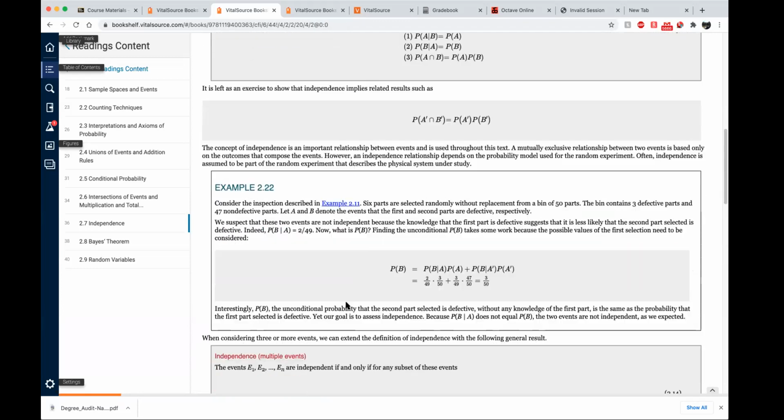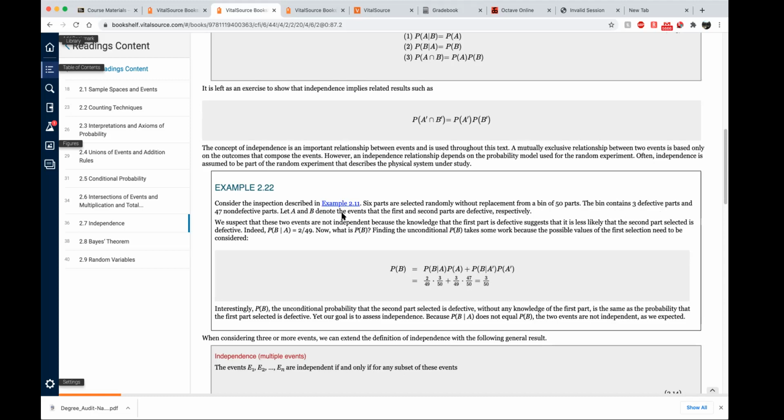Okay. So example 2.22. Consider the inspection described in example 2.21. Six parts are selected randomly without replacement. See the "without replacement"? Then you have to apply independence. From a bin of 50 parts, without replacement, the two events are not going to be independent, because replacement is not allowed. So the bin contains 3 defective parts and 47 non-defective parts.